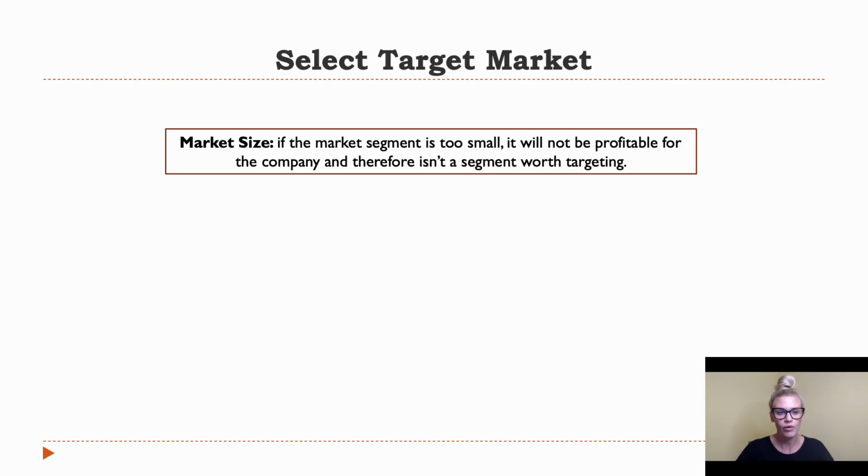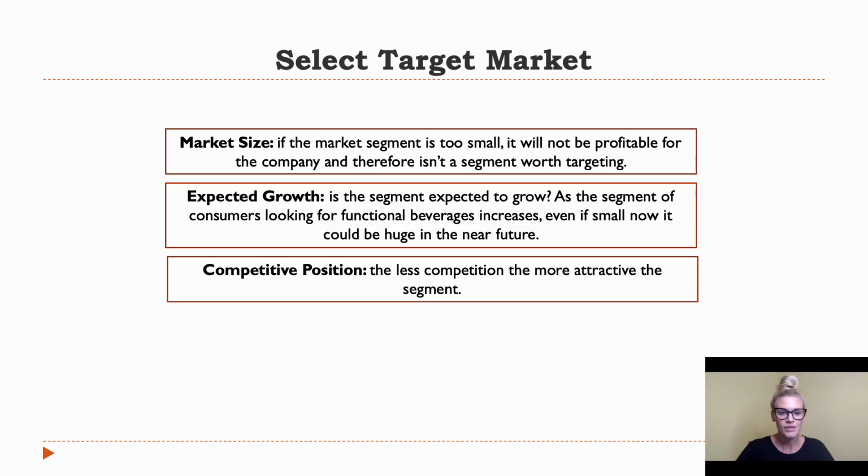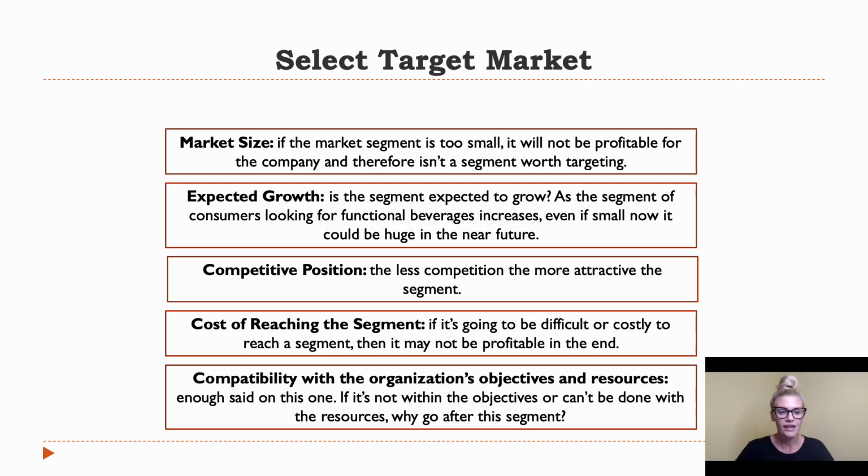The next slide brings these all together. If we talk about market size, if it's too small, it won't be profitable enough, and therefore it's not worth selecting that segment. Expected growth, I talked about this already. If it's small, maybe it's going to be huge in the future, or if it's too big, it could be shrinking. The less competition, the more attractive that segment's going to be. If it's too difficult or costly to reach the segment, then it may not be profitable in the end for you. And then compatibility with the organization's objectives.